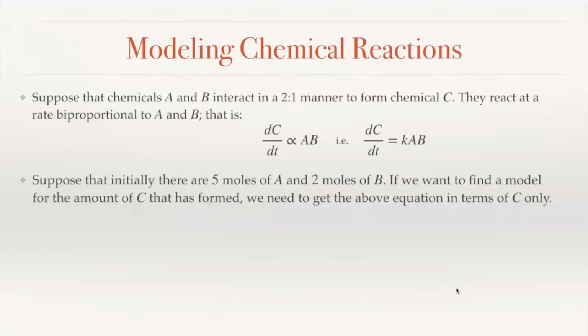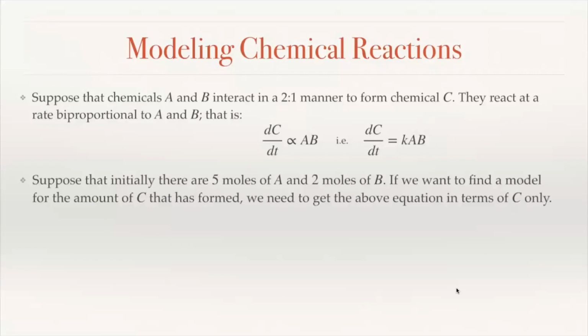Let's do one more example of a nonlinear differential equation. This is one where setting it up can be difficult, and that is the main point of this example. Suppose that two chemicals A and B interact in a 2-to-1 manner to form chemical C. So for example, 2 hydrogen and 1 oxygen make a water. And in this reaction, they'll react at a rate proportional to both A and B.